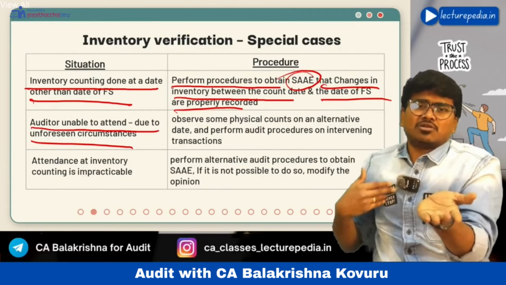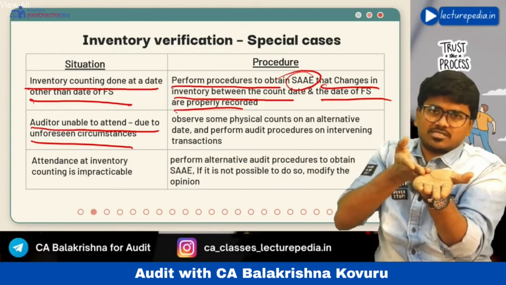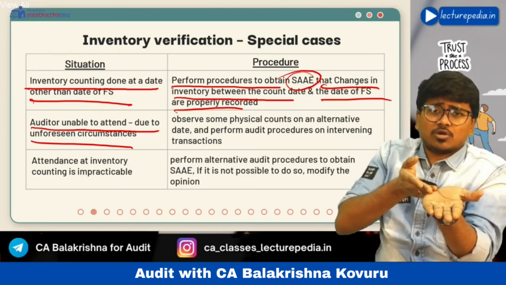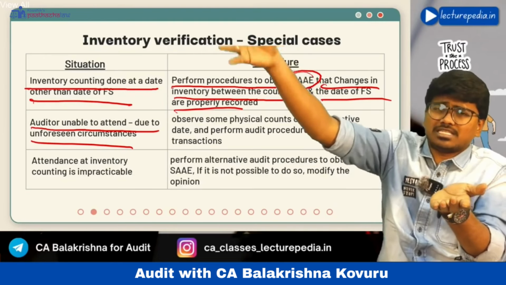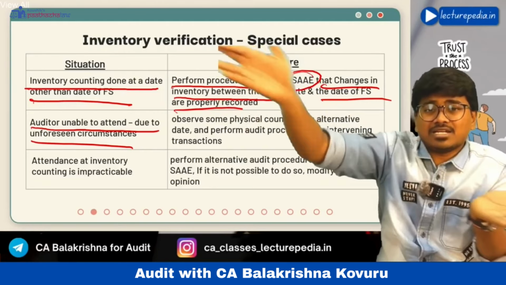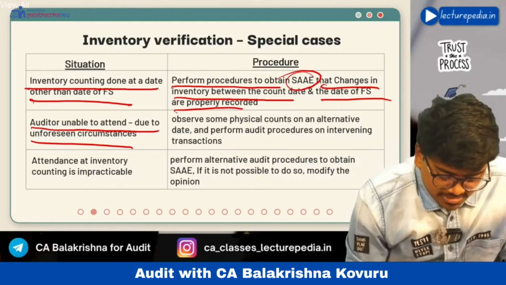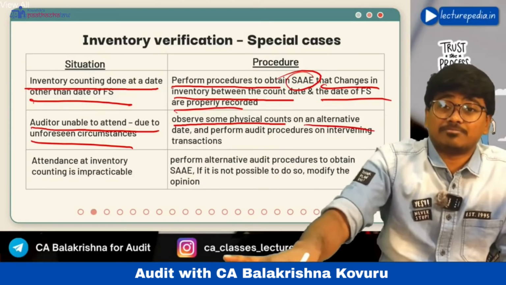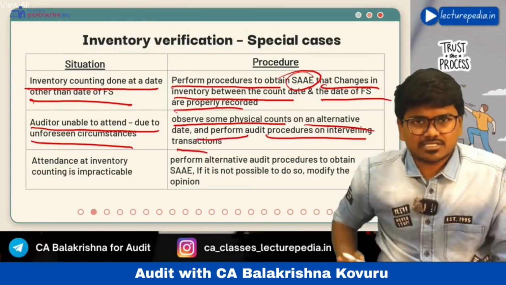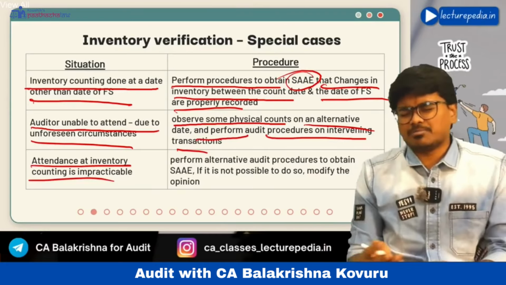Since the auditor was not able to attend the inventory counting conducted by management on the financial statements date, the auditor will conduct the inventory counting on some other date, like 5th April or 10th April or 15th April, and he will do audit procedures on intervening transactions, right? Observe some physical counts on an alternative date and perform audit procedures on intervening transactions. Simple. Next, attendance at inventory counting is impracticable.